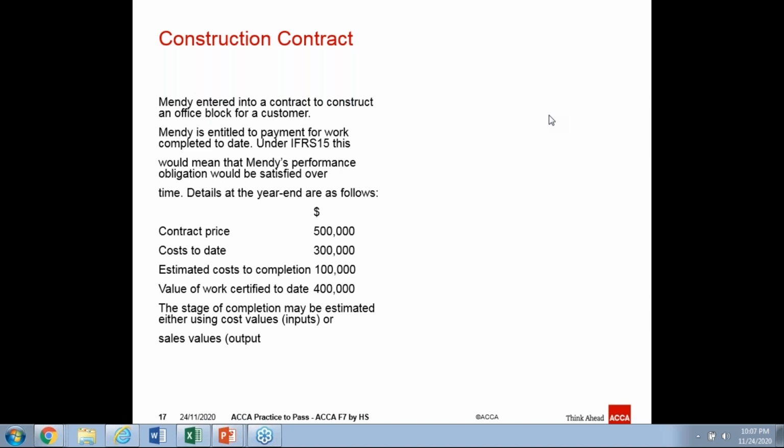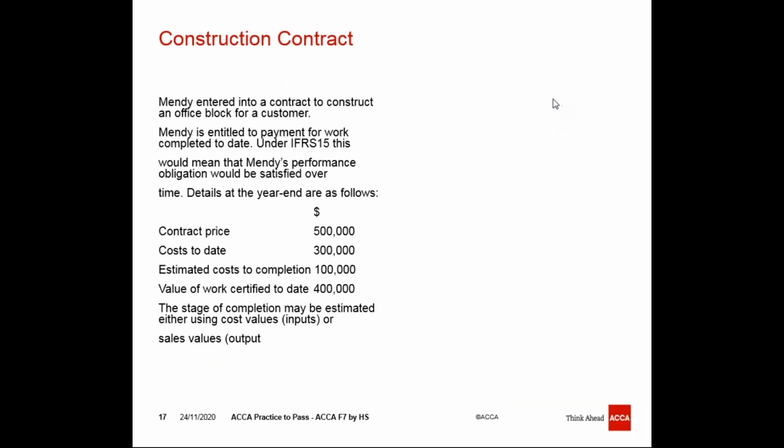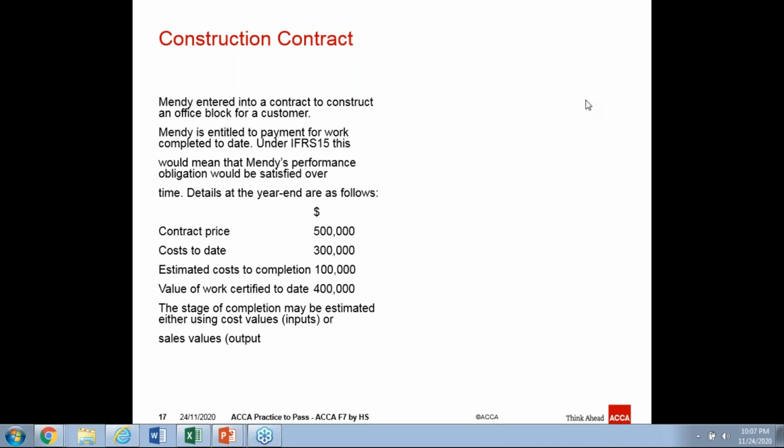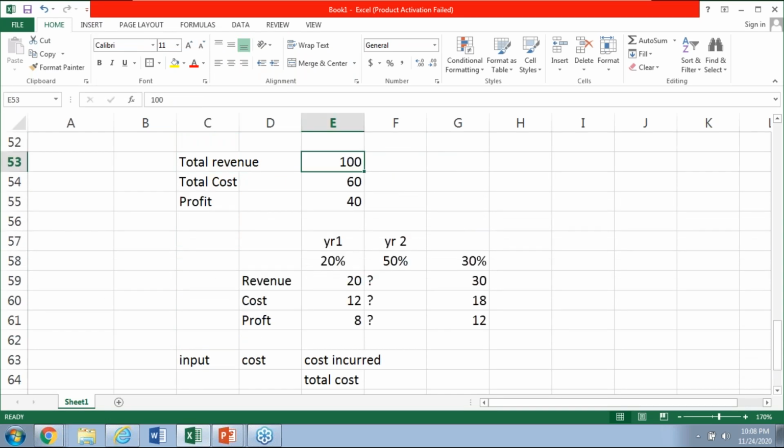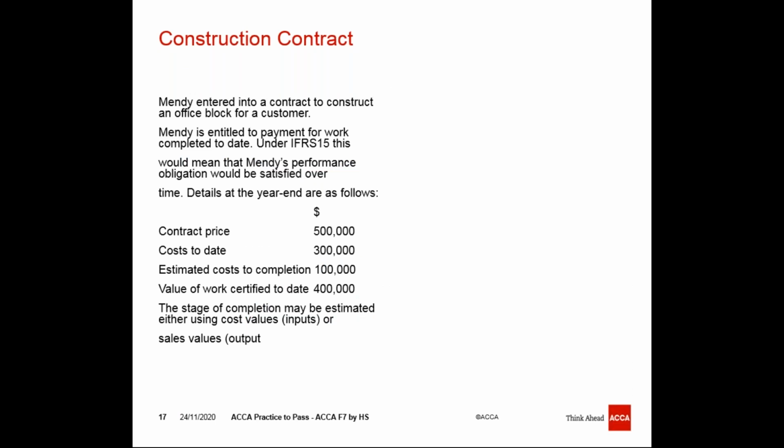So do you people want me to solve it, or have you done it? So the total cost that we have incurred to date is 300,000. The price is 500,000. The estimated cost to completion is 100,000. So when we calculate, the total price in this question is 5 lakh, and the total cost will be 4 lakh. So the total profit is 1 lakh.